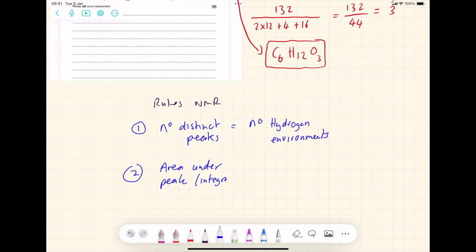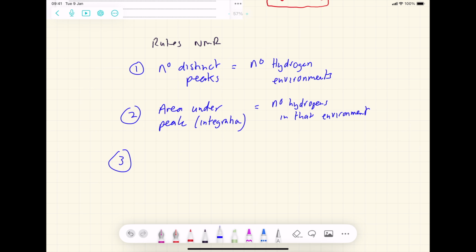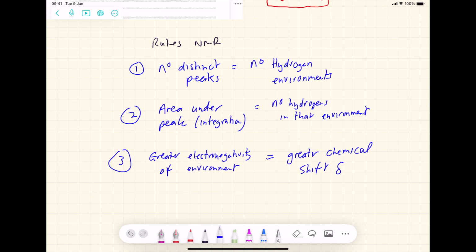That's a word that comes from maths, by the way. When you integrate a curve, it's the area under a curve. And that piece of information tells us the number of hydrogens in that environment. So when you see a number above a peak, like this, that tells me there is 1 hydrogen in that particular environment. And then finally, number 3, the greater the electronegativity of an environment, the greater the chemical shift, which is the delta value on the x-axis.